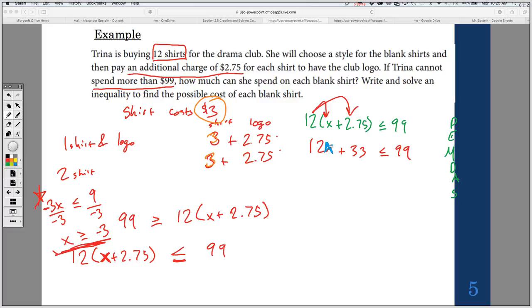12x. Now what? Divide. Do I flip the sign? Why? Because I'm dividing by a positive. When you divide by a negative, that's where the inequality sign flips. x, 12 goes into 66.